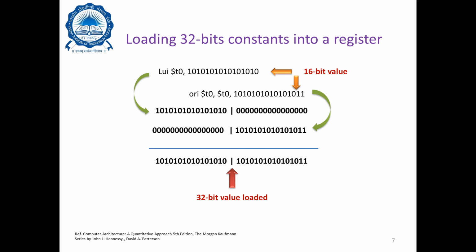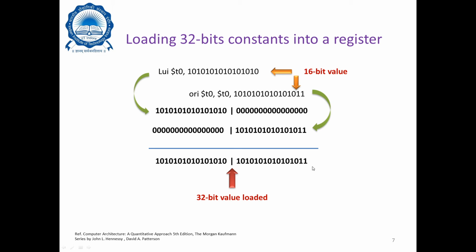So what happens after execution of the first statement, LUI? The content of the 32-bit register would look something like this. You see the upper 16-bit number is the number which was specified in the LUI instruction, and the lower 16 bits are all zeros. I'm talking of the first line of binary numbers.